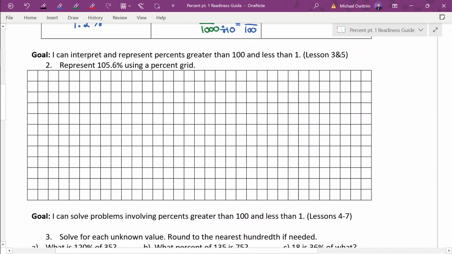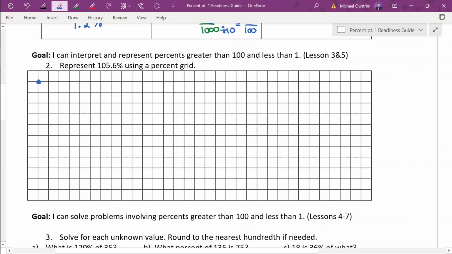Next part of our unit is arguably the easiest part as far as drawing out percents. Remember that percent means out of 100, so we're always starting with an original 10 by 10 or 100 square grid. So let's count that out. 1, 2, 3, 4, 5, 6, 7, 8, 9, 10. Make a grid.